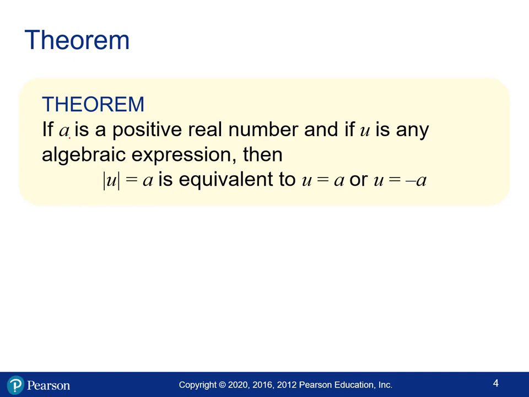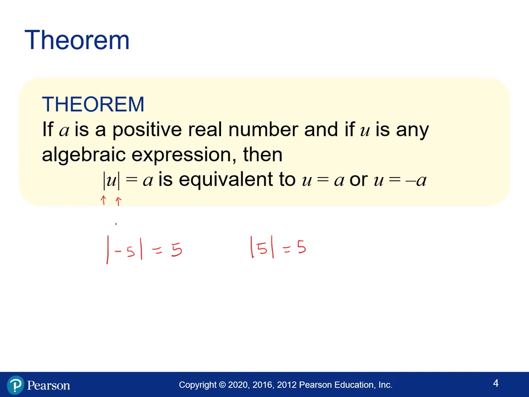If you have a positive number a and you have your absolute value, so that's these vertical bars right here, then what this means is the absolute value of u equals a, which is always positive. Originally u could have been negative or positive, but when you take the absolute value of it, it turns positive. So if you have something negative and you take the absolute value of it, it turns positive. If it was already positive, it just stays positive.